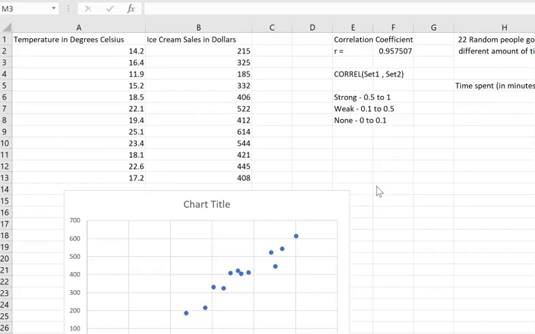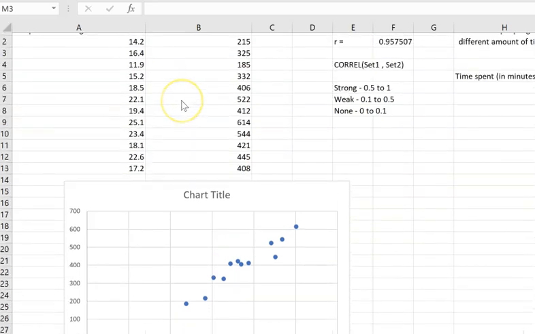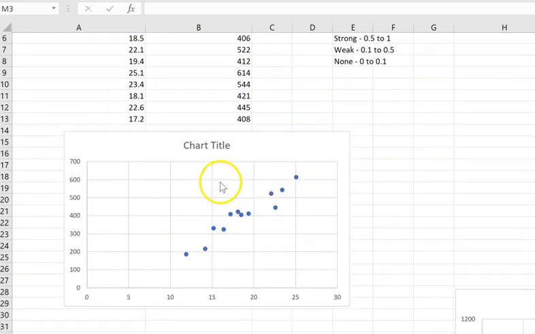So back on Excel, back on example 1, and we already made the scatter plot in the first video. If you need to see how to make the scatter plot, make sure you watch that first video. But essentially it is just highlighting all of the data. You go up to Insert, Scatter Plot, and you will get this.